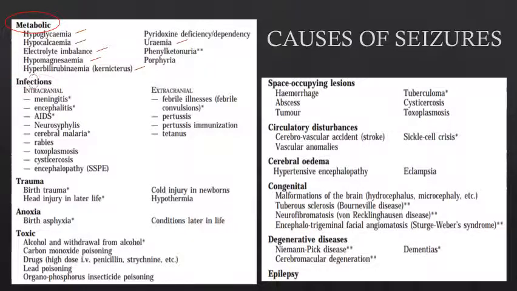Next, we have infections. There are the intracranial infections or infections of the brain, such as meningitis, encephalitis, AIDS-related infections, and cerebral malaria. Then we have extracranial infections that can lead to fever, causing febrile convulsions.